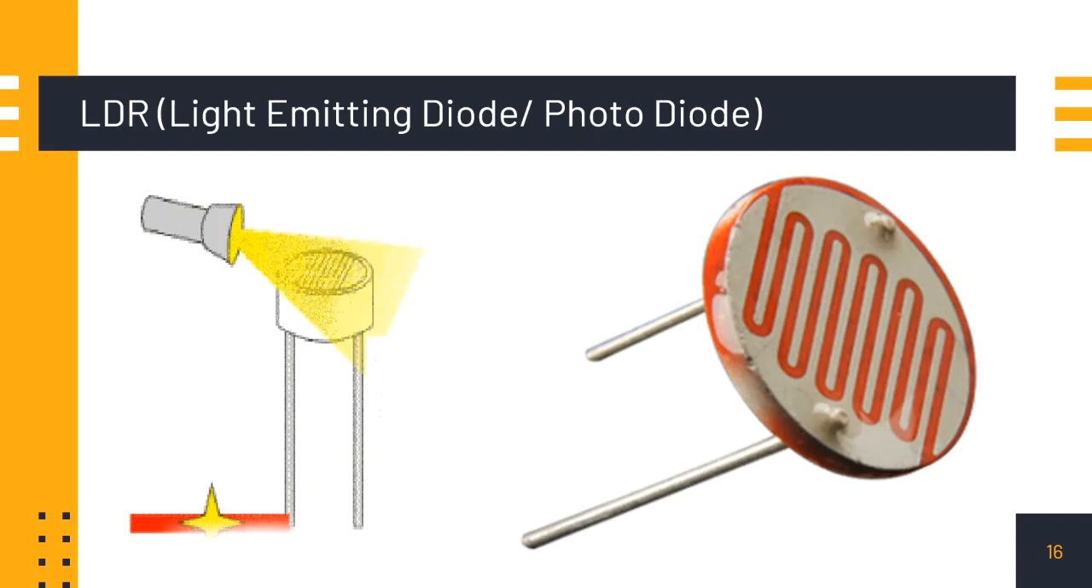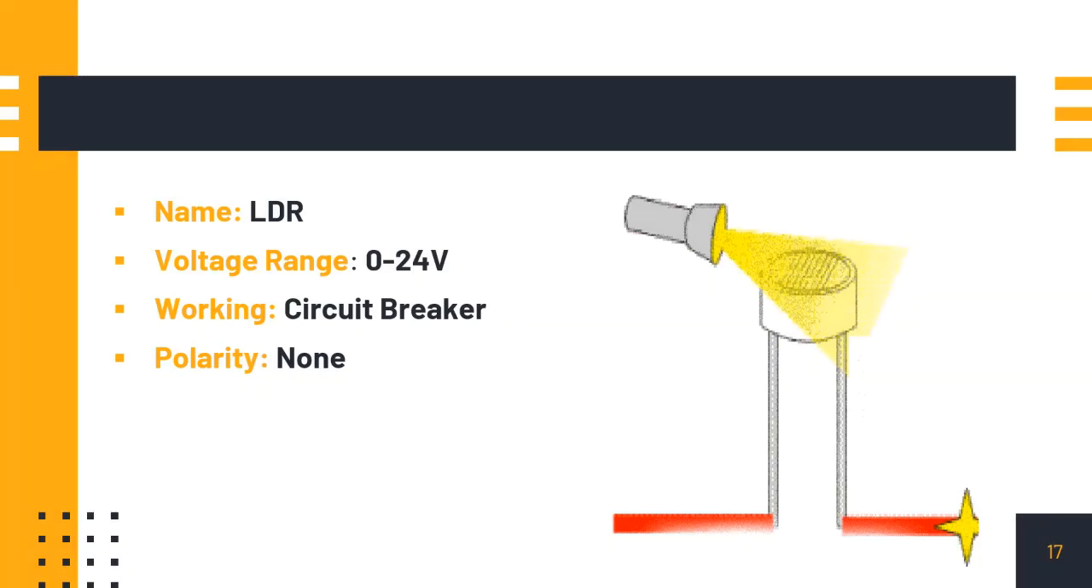So this is about LDR, that is light dependent resistor, also known as a photodiode. Its working range is the same, near about 24 volt, it works as a circuit breaker, and again it does not have a polarity. This is a very simple concept. And do not worry about that wrong term; it is LDR, light dependent resistor. I'm repeating it again.